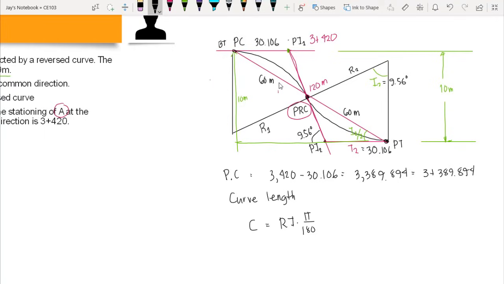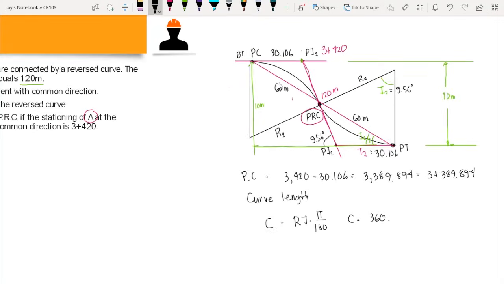Now in some books, instead of C, they use LC. So there would be an interchange in symbol for chord and length of curve. Okay, so you need to be careful with that, but it's up to you which symbols or designation you want to use. So we have C is equal to R. We have already computed the R, which is 360.03 times the angle of intersection. Since they are equal simple curves, our I here is 9.56 degrees as well.